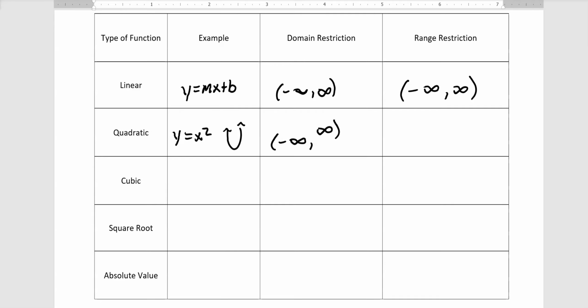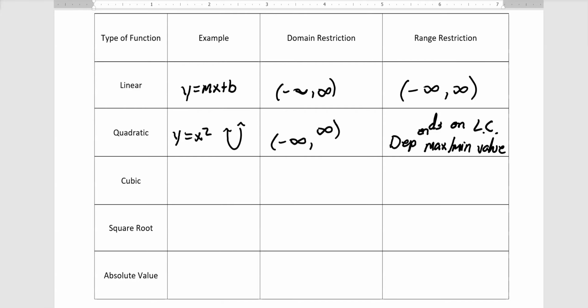However, our range restriction depends on the leading coefficient. Hopefully you guys are seeing this like I am. I swear I have better handwriting than that, but we're having some fun today. Depends on the leading coefficient. What else it depends on is also the max or min value, because that'll tell you how high or how low it goes. So for a quadratic, domain is always negative infinity to infinity, but the range depends on the leading coefficient and the max and min value.